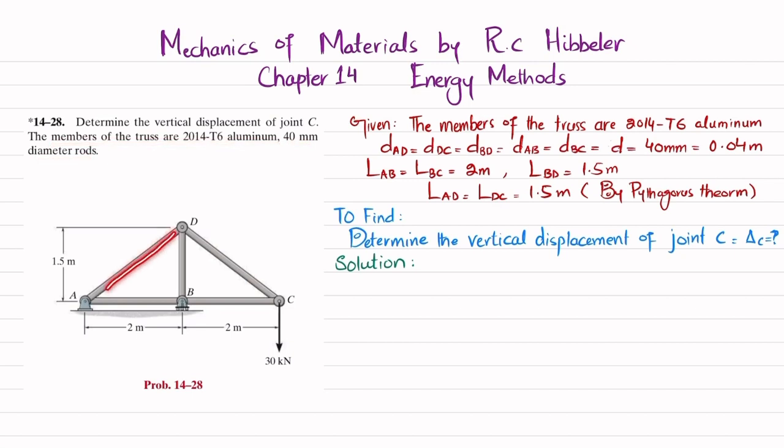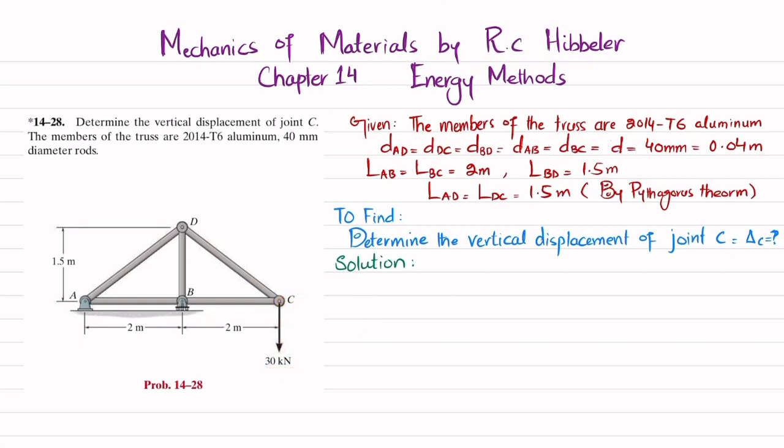So you can see this is the truss that is composed of 2014-T6 aluminum. The diameter of each rod is 40 millimeter, and there is a point load of 30 kilonewton at point C. Due to this load, point C will move downward. This is the vertical displacement of point C, which we have to find.